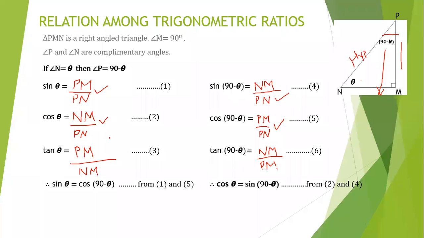So the remaining are tan theta and tan 90 minus theta. Let us multiply them and find what we can get from that. So tan theta into tan 90 minus theta. Tan theta, the answer we got, is PM upon NM.